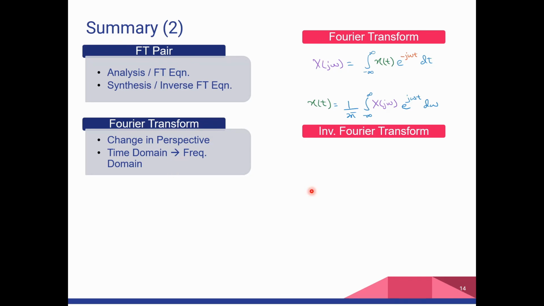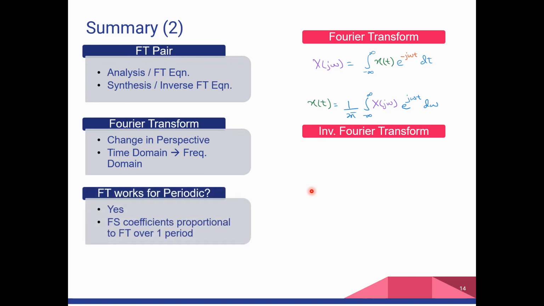While discussing the Fourier transform, we put a lot of emphasis on aperiodic signals. But the question is, does it work for periodic signals as well? And the answer is yes. The Fourier transform also works for periodic signals, and in fact, the Fourier series coefficients of that periodic signal are proportional to the Fourier transform of that periodic signal over one period.